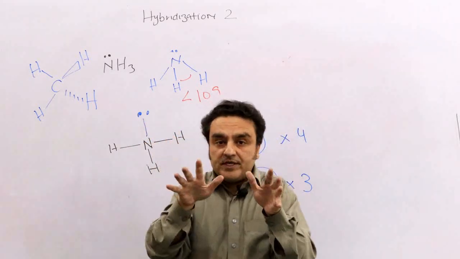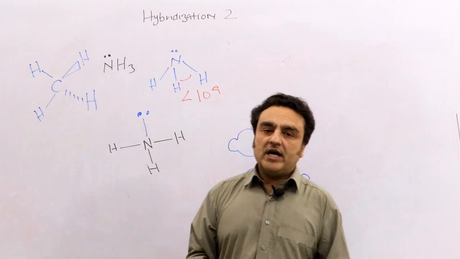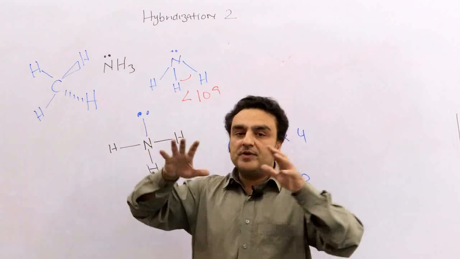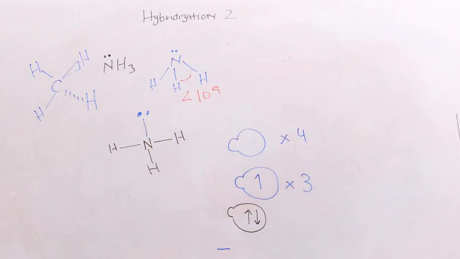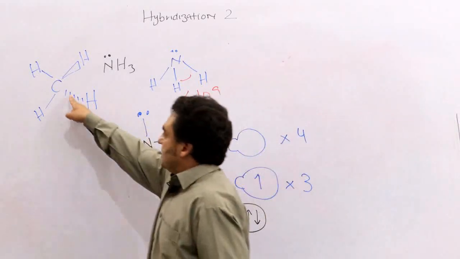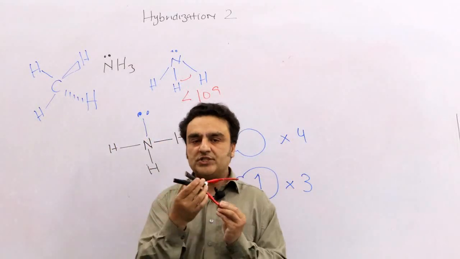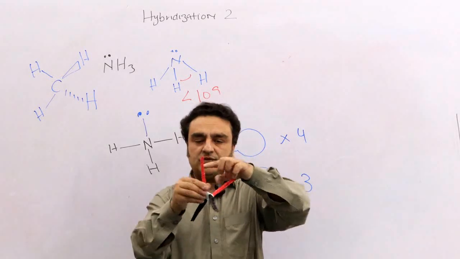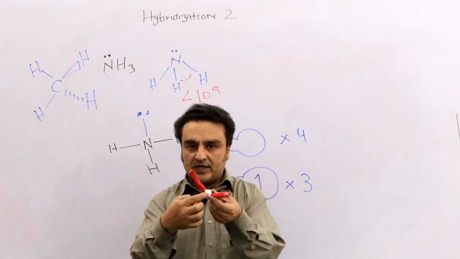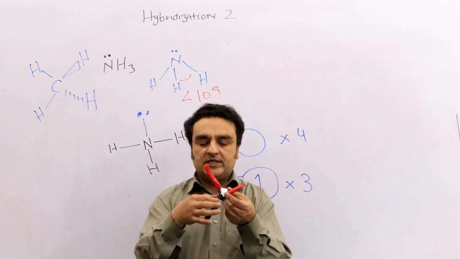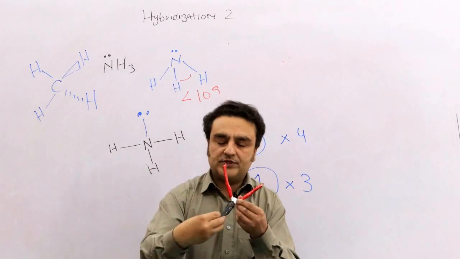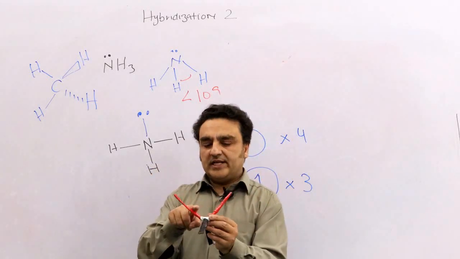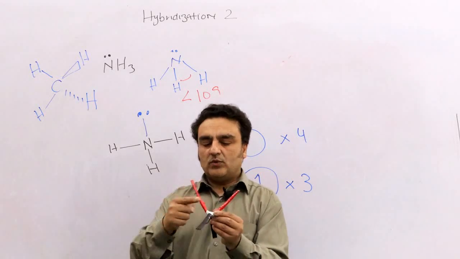The lone pair, or the non-bonding electrons, push the bond pair more. The normal tetrahedral CH4 molecule has an angle of 109.5 degrees between these bonds. Suppose this is carbon and these are all bonds, with 4 hydrogens attached to it. It should normally have an angle of 109.5.